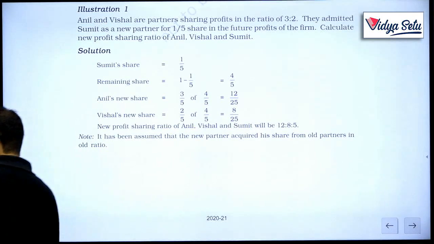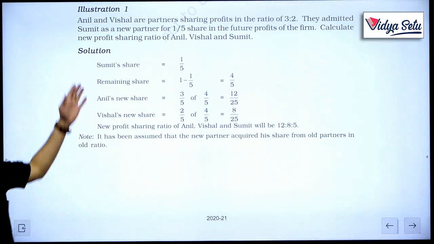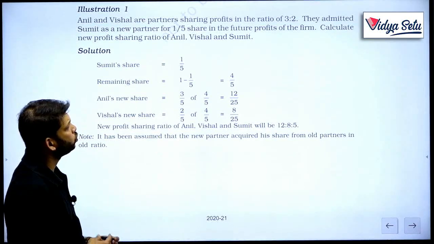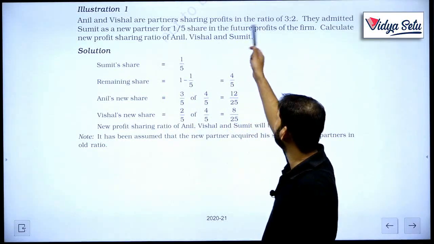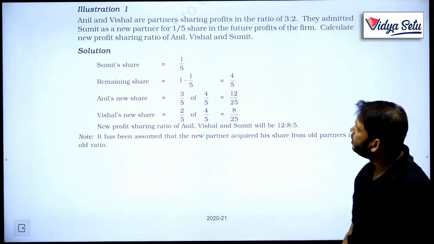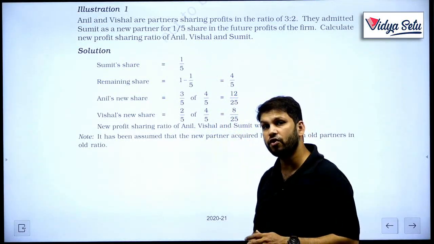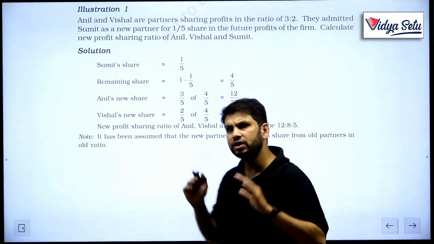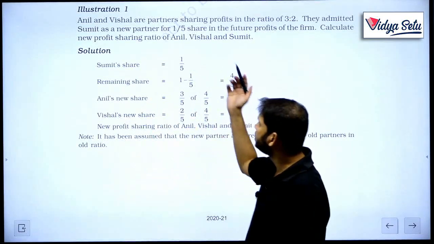So the illustrations here are: Anil and Vishal are partners sharing profits in the ratio of 3:2. So they are the old partners who are sharing in 3:2. They admitted Sumit as a new partner. Now they have admitted Sumit for 1/5 share in the future profits of the firm. So whatever the firm's profit will be, 1/5 will be taken by Sumit, the new partner.